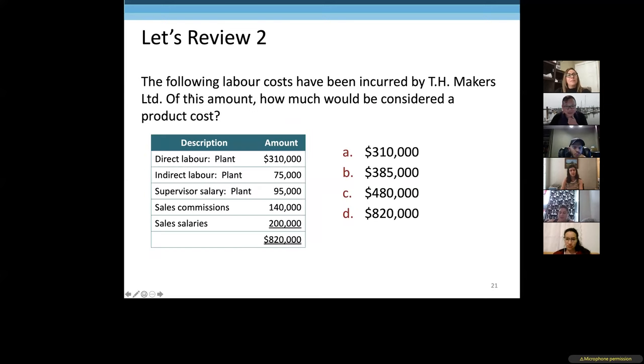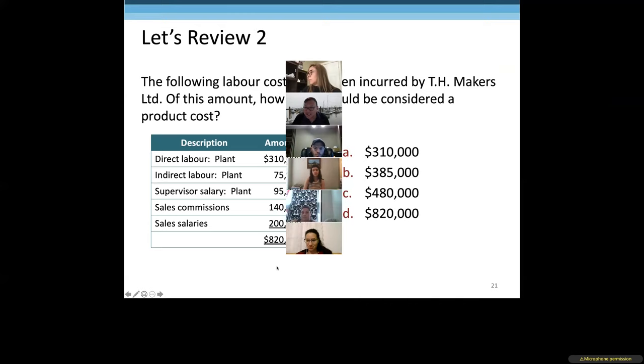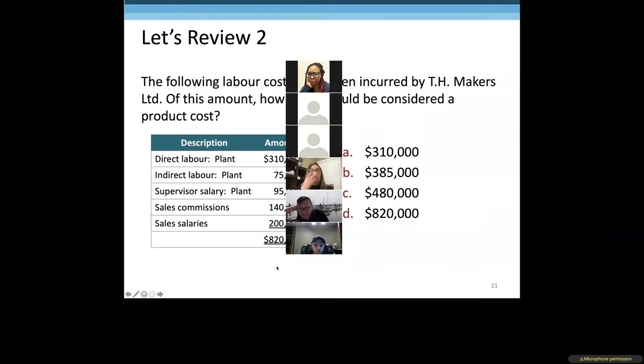Two, the following labor costs have been incurred by this company. Of this amount, how much would be considered as a product cost? Direct labor and indirect labor, supervisory salary, plant. This is all related to the plant. Sales commissions, sales salaries. So how much would be considered as a product cost? Should be B. I think C. C, 480. Okay, how many think is C? Raise your hand. Okay, C is correct.